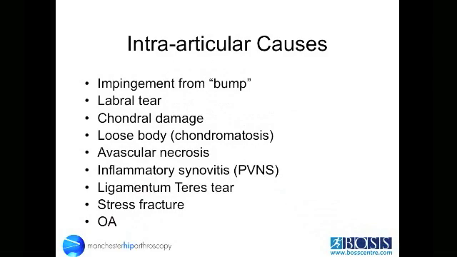So there are a number of causes of intra-articular hip pain. The most important from the point of view of this talk is hip impingement, and that can either be a bump on the front of the head-neck junction or a pincer impingement due to an overhanging cup. There'll often be an associated labral tear or chondral damage, but there are other causes such as loose bodies, avascular necrosis, PVNS, ligamentum teres tears, stress fractures and OA, and all of these can occur in hip arthroscopy patients.